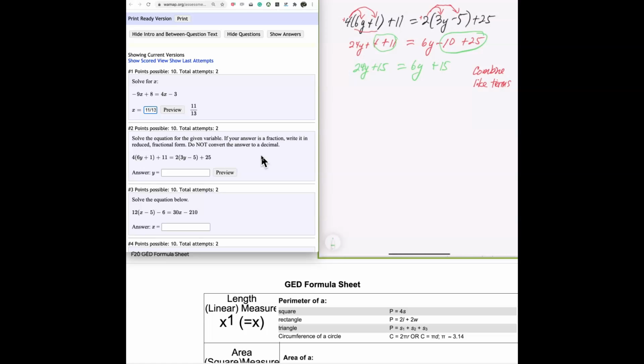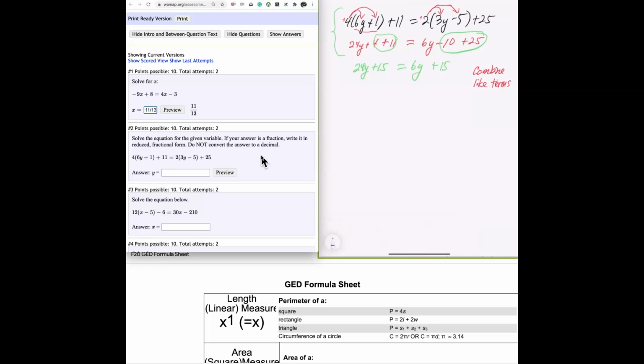Now this becomes a lot like the problem we just did. Negative 9x plus 8 is equal to 4x minus 3. So this made it a little bit fancier, these steps up here. But now we can just work with it, moving things around. So let's go with purple.